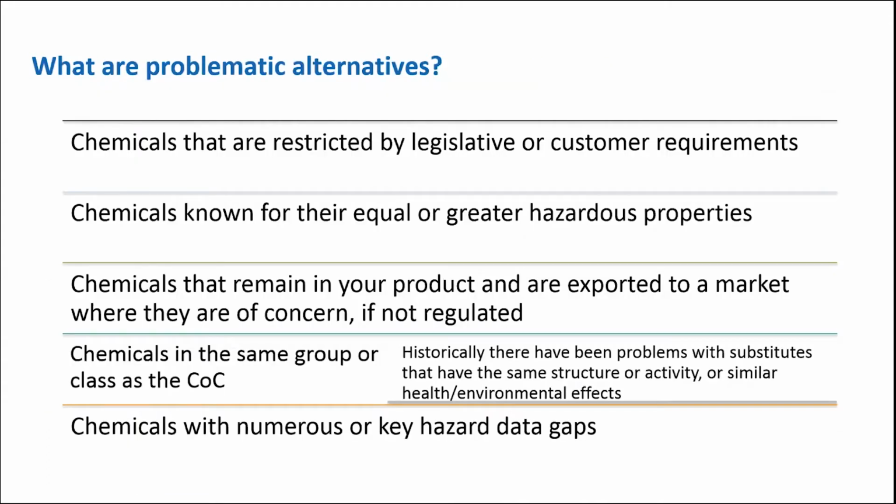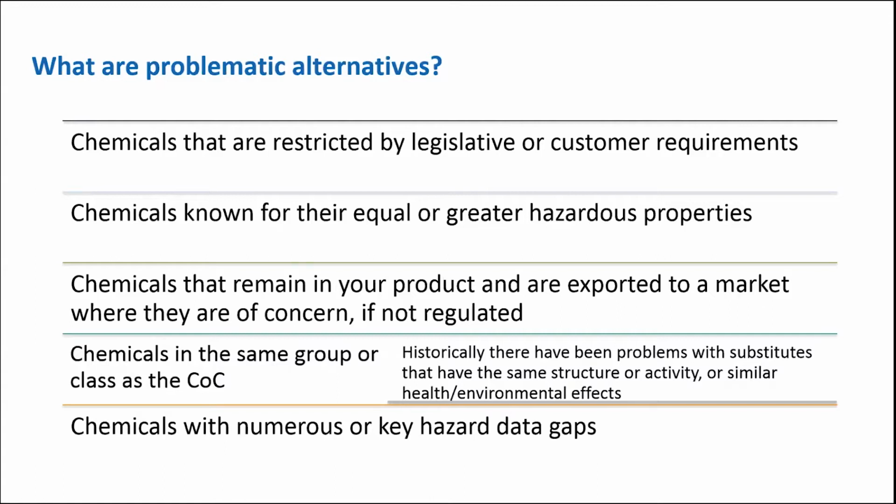It is important to know what represents a problematic alternative for your situation. Chemicals that are restricted by legislative or customer requirements would certainly fit this bill. Often these chemicals are restricted because of their hazardous properties. If a chemical is known to exhibit hazardous properties that are equal or greater to that of your chemical of concern, it also could be a problematic situation. If a potential alternative is on the candidate list of substances of very high concern for authorization, it is clearly not a good candidate for substitution.